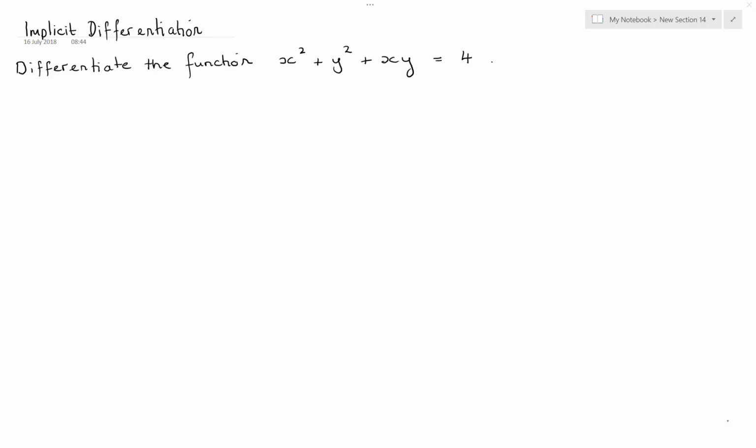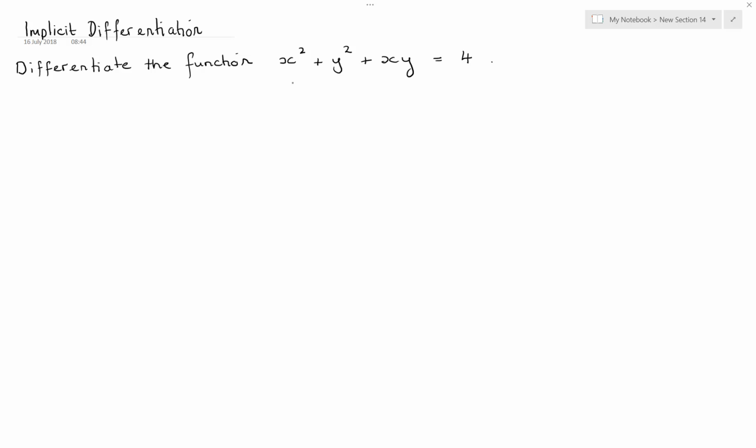For this example, we've been asked to differentiate the function x squared plus y squared plus xy equal to 4. There is no way which we could rearrange this equation to find x as a function of y or y as a function of x. We therefore say there is an implicit relationship between the two variables. The question's asked us to differentiate to find dy by dx.